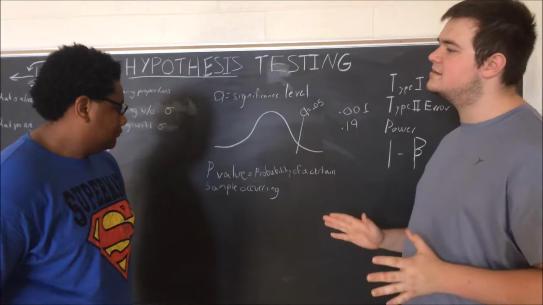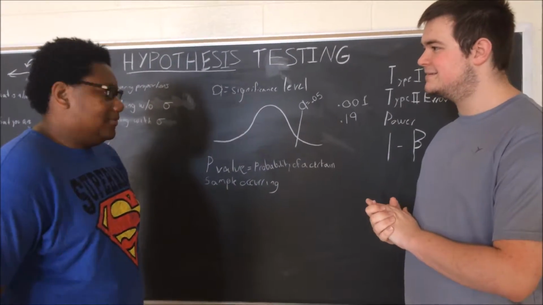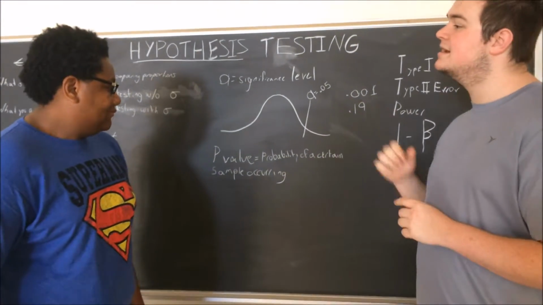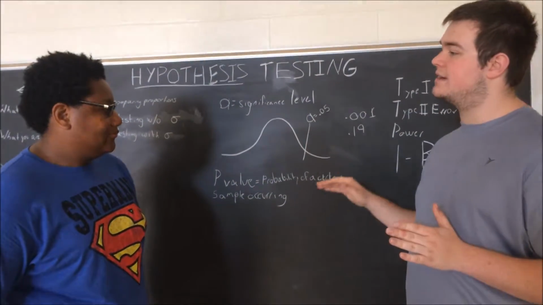Now, the p-value is another thing that I've been talking about. What do you think a p-value is? P. Diddy. P. Diddy. Close enough. Here's what a p-value is. The p-value is the probability of a certain sample occurring when the given parameter is true.